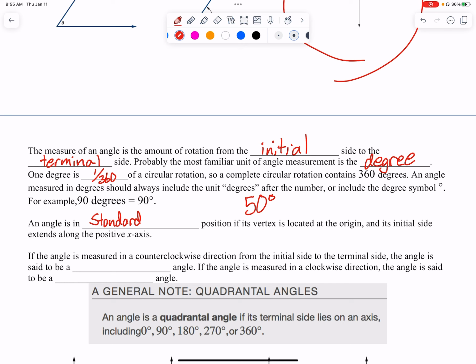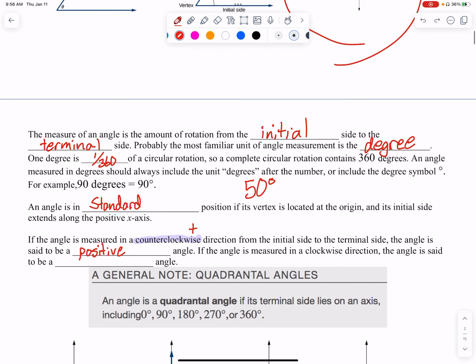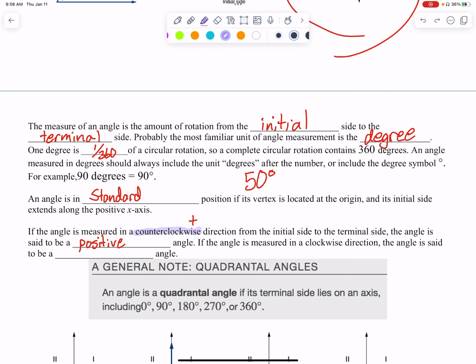If the angle is measured in a counterclockwise direction, so counterclockwise here, it is a positive angle. So the angle is said to be positive if it goes counterclockwise, just like the angle up here in the standard position, how it's moving counterclockwise and not this way, clockwise. This angle is said to be positive. If it goes the other way, clockwise, then we know that angle is negative.